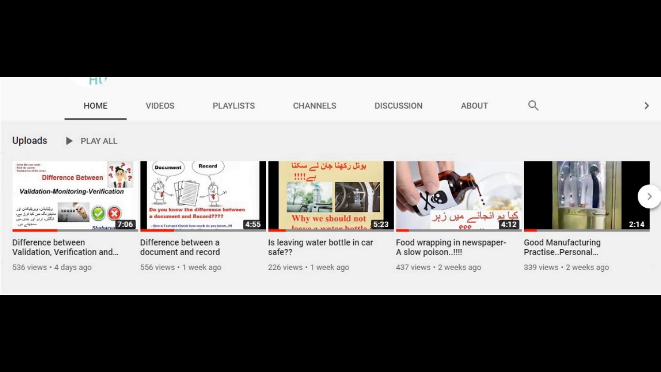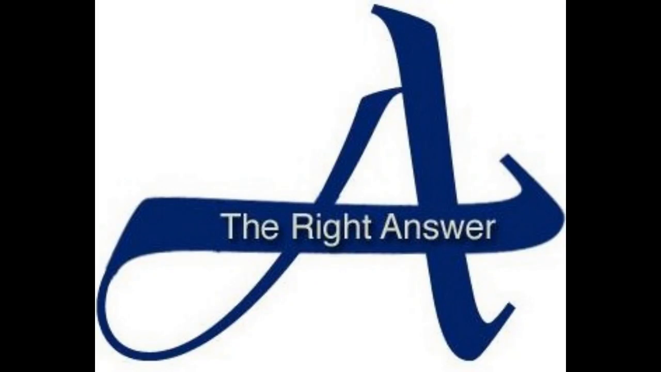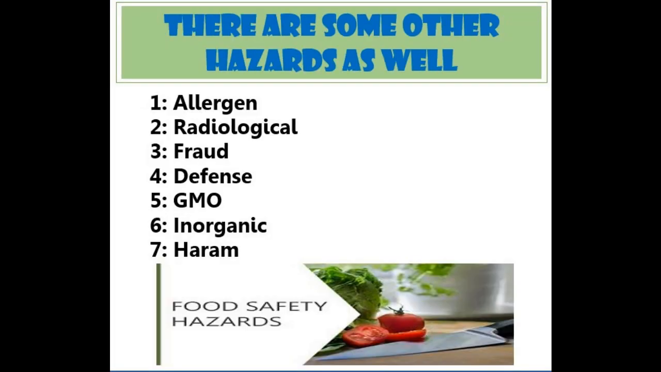So let's begin. If you ask any food technologist about the types of hazards, you will get the following answer, that there are 3 types of hazards: physical, chemical and biological. And this is absolutely the right answer. The main categories of the hazards are these 3. However, there are 7 other hazards as well which have their own position, importance and significance due to different reasons. And what are those 7 hazards? Allergen, radiological, fraud, defense, GMO, inorganic and haram.